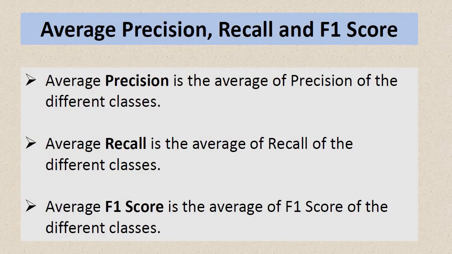Okay, so moving ahead, we will now calculate the average precision, recall, and F1 score. What is average precision? Average precision is the average of the precision of the different classes, in our case all 3 classes. So we'll sum up all the values and divide by 3. Similarly, for recall, we'll sum up the recall of all the different classes and divide by 3. Similarly, average F1 score is the average of the F1 scores of the different classes.